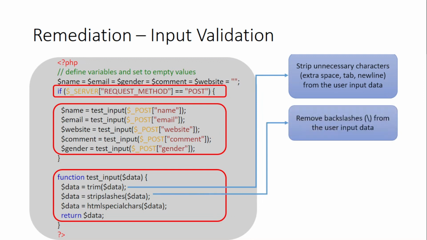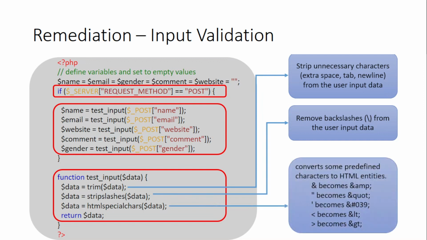Then stripslashes removes backslashes from the user input data, and the htmlspecialchars function converts some predefined characters to HTML entities like this. So the ampersand becomes this, and the quote becomes the encoded quote, and so on and so forth.